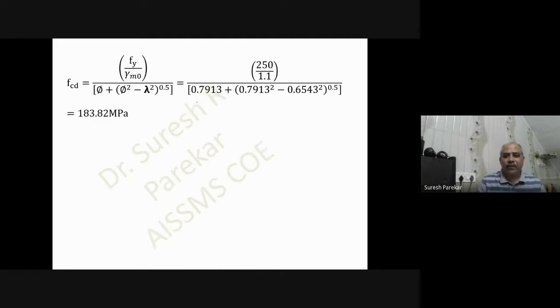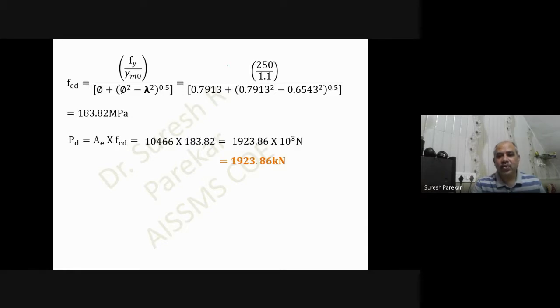We have the value of phi 0.7913 and the value of lambda 0.6543. And from this, we are going to get the value of fcd as 183.82 MPa, and Pd equal to Ae into fcd, we will get 1923.86 kilonewton. So we will get a very small difference between the answers if we go for any of the methods.